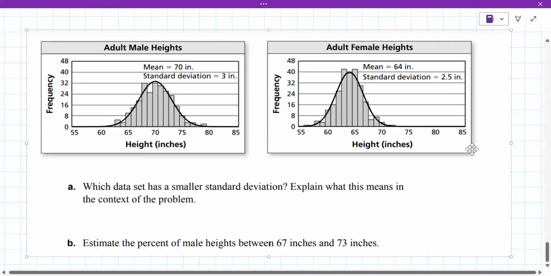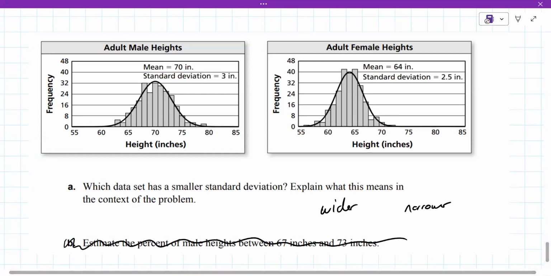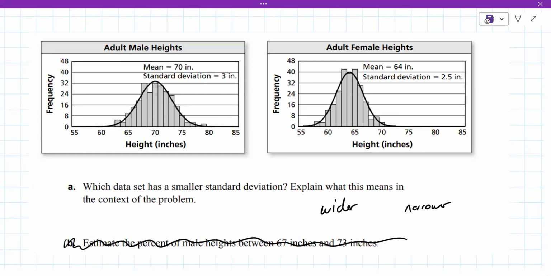Be careful with that word, but see how the distribution is a little bit wider on the left and the one on the right is a little narrower. You want to use words like wider, narrower. All right, and you don't actually know enough to answer this question yet, meaning you haven't seen it in class yet.